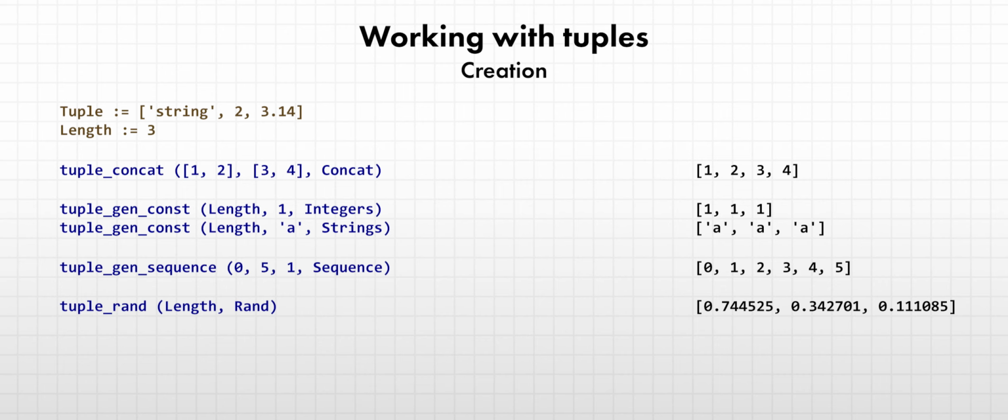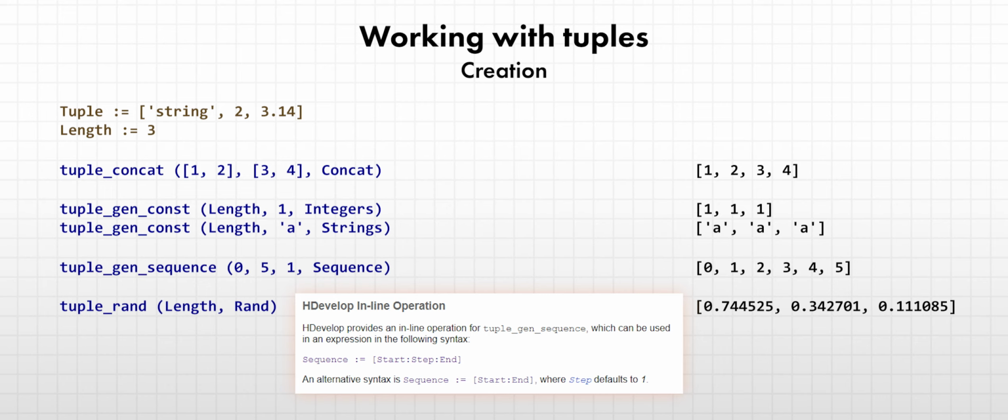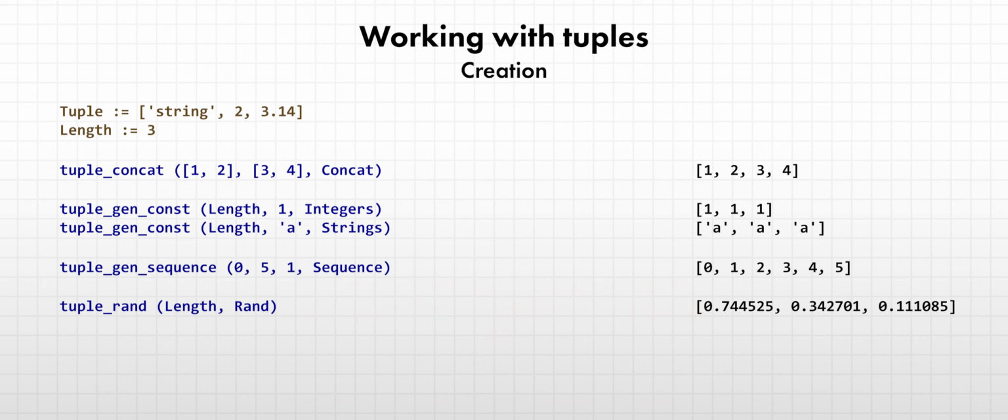Tuple operators generally provide inline operations, which are mentioned in the respective operator reference entries. For example, a common alternative for tuple gen sequence is this expression, and tuple concat is usually simply written like this.